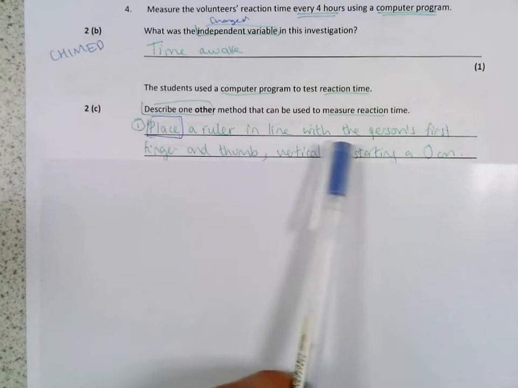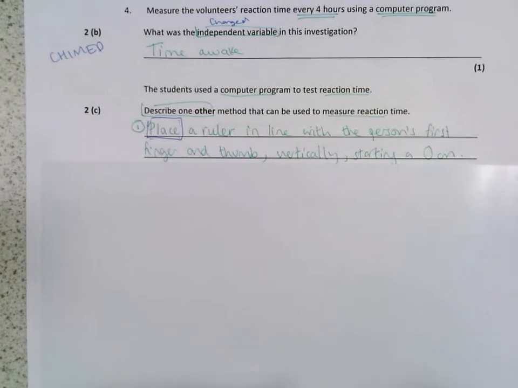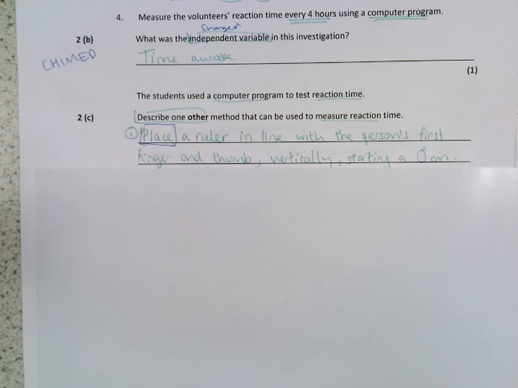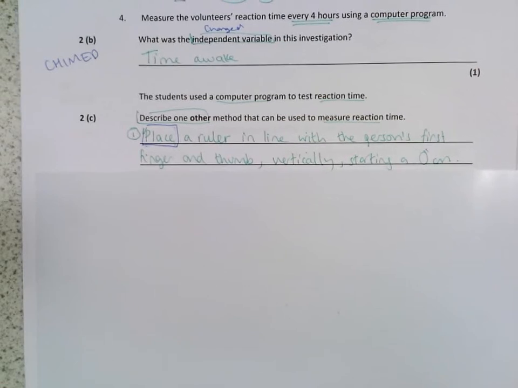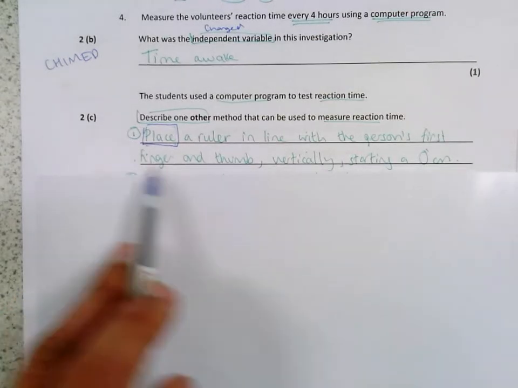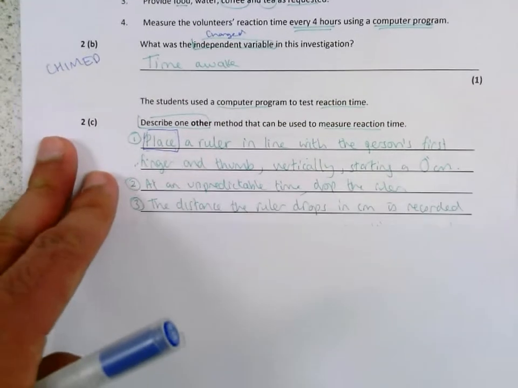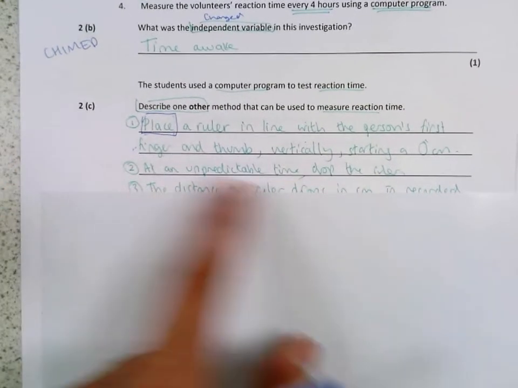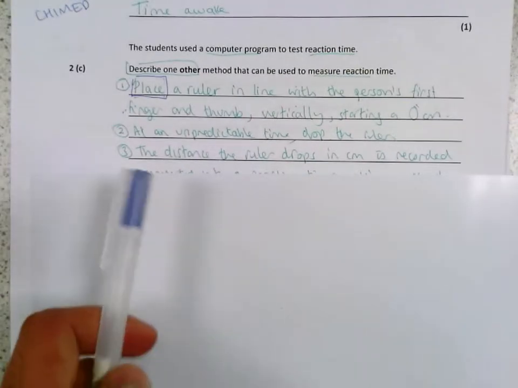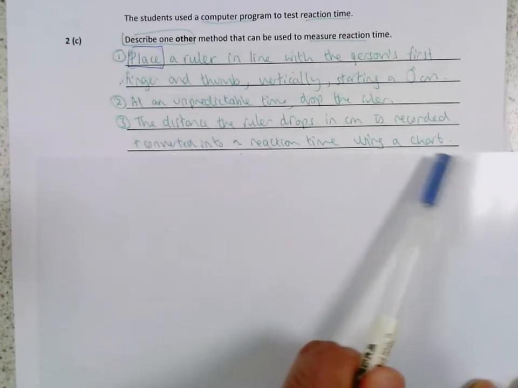So we place a ruler in line with the person's first finger and thumb, vertically starting at 0 centimeters. So these are all control variables that help me keep consistent in my method. And by specifying how they hold it is important. So if you wrote something slightly different, as long as you wrote how they're going to hold the ruler, that's what gets you the first mark. Then drop the ruler at an unpredictable time, because we want them to react to it. Then the distance the ruler drops in centimeters is recorded and converted into a reaction time using a chart.